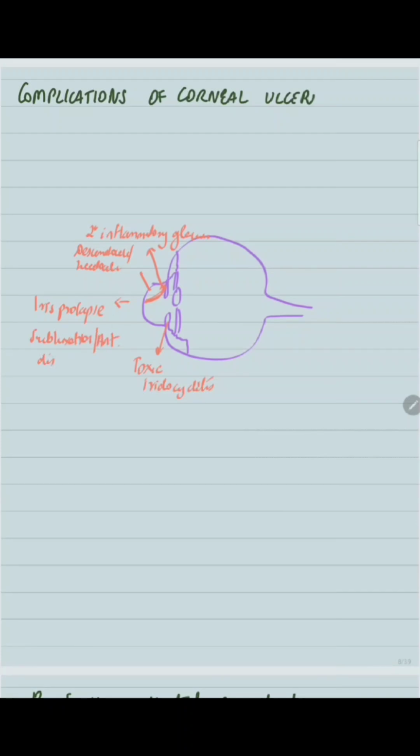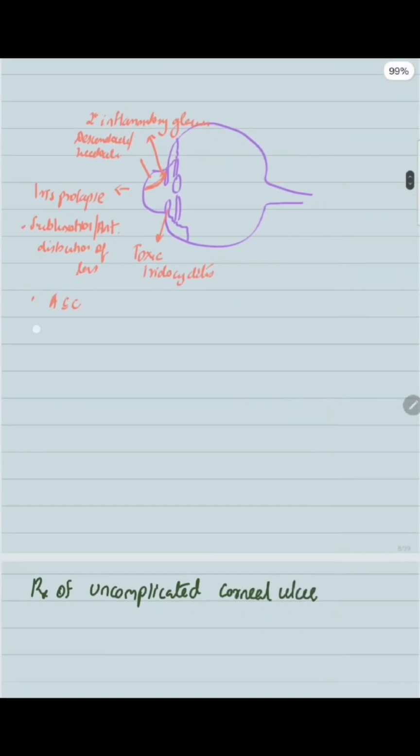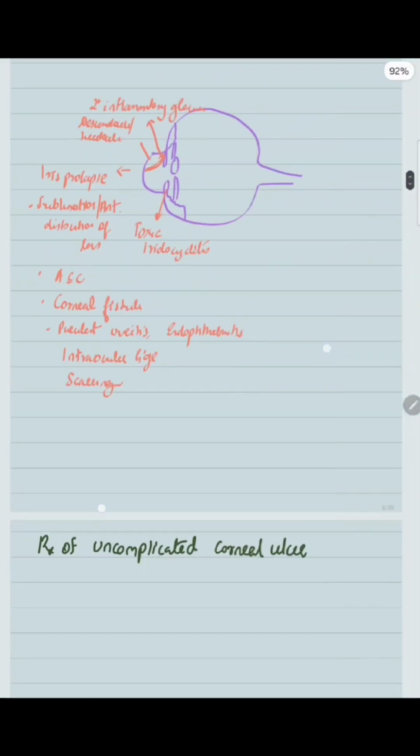Anterior capsular cataract can occur. Corneal fistula can occur. Purulent uveitis, endophthalmitis, intraocular hemorrhage, and corneal scarring. These are the complications.